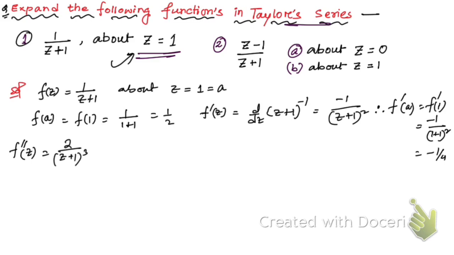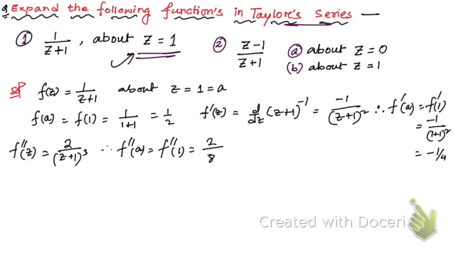Now therefore f double dash of a means here f double dash of 1, that's going to be equal to 2 by 1 plus 1 whole to the power 3, that means 2 cube. So that's going to be 8, right?